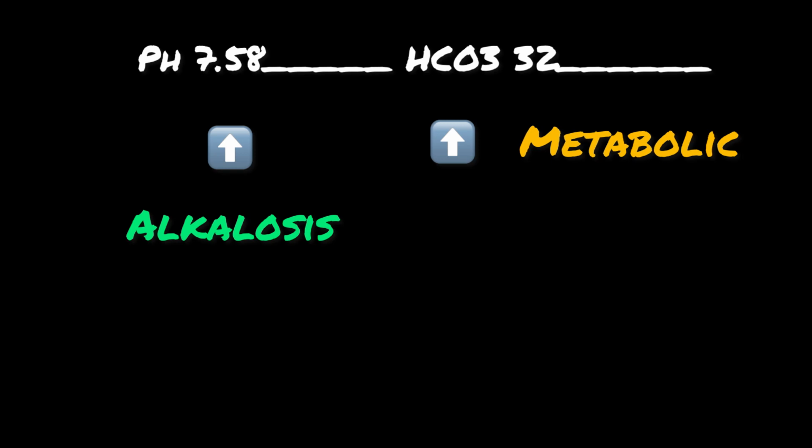Another example is pH is 7.58 and bicarb is 32. pH of 7.58 is up, or alkalosis. Bicarbonate is also above normal, and they are both in the same direction, which is considered metabolic alkalosis.